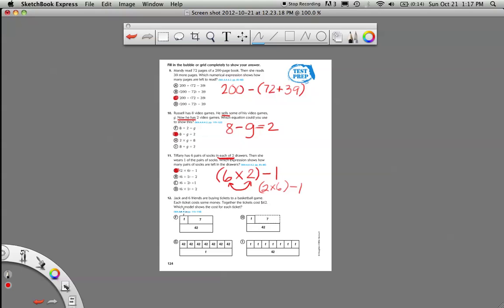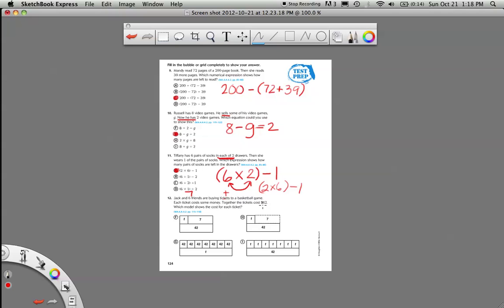Okay, number 12. We have to find which one of these models matches the words. Jack and his 6 friends. I'm going to stop right there. Jack and 6 friends gives me 7 friends total. All 7 of those friends have to buy tickets, T for tickets, to a basketball game. Each ticket costs some money. We don't know how much money, so that's why we have that variable T.